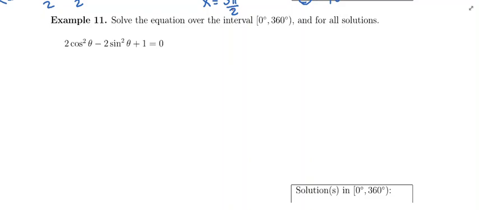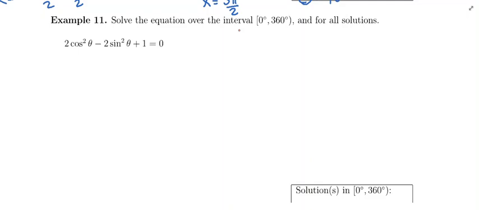Example 11. Solve the equation over the interval 0 degrees to 360 degrees and also for all solutions. 2 times the cosine squared of theta minus 2 times the sine squared of theta plus 1 is equal to 0. All right, this is the last equation we're going to do in this section, and you have a lot of tools now to solve trigonometric equations.